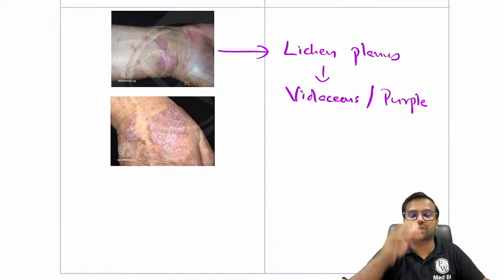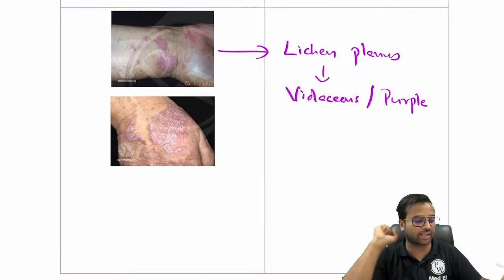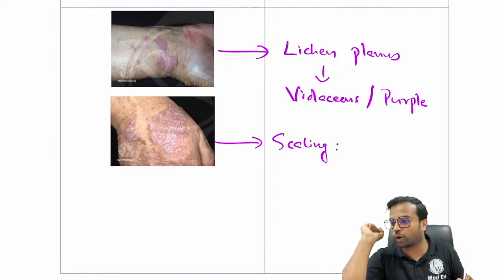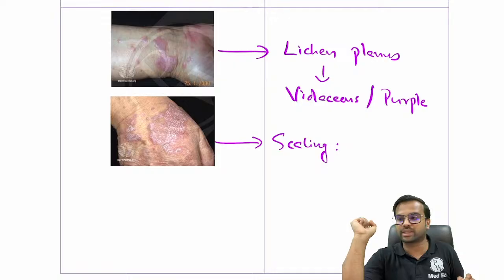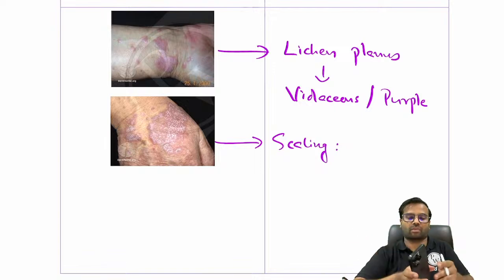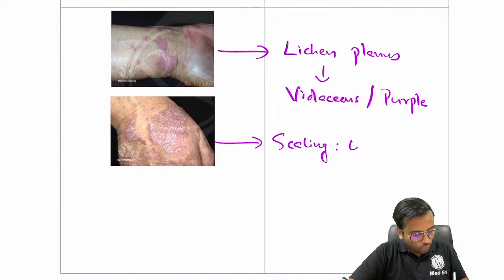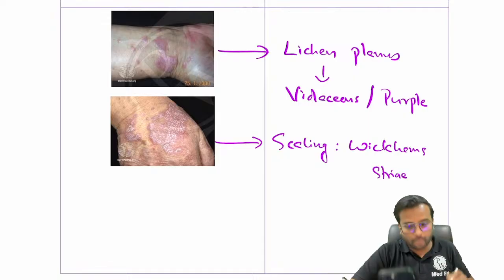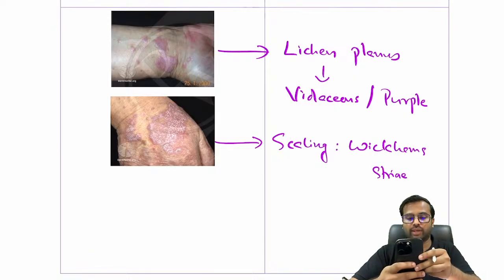So now let's see, this is violet in color or violaceous in color. That is why we said this is lichen planus. And how about the scaling in lichen planus? The scaling, does it have a peculiar name or not? So what is the name of the scaling? Yes, the name of the scaling would be Wickham's striae.